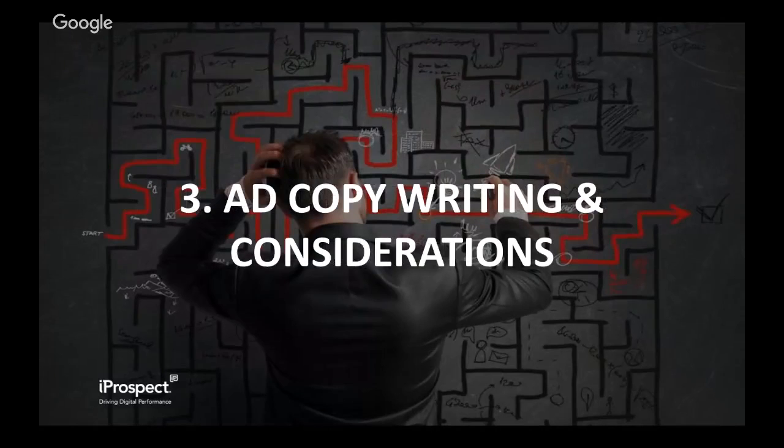So ad copywriting and considerations. Obviously ad copy is a really key part of any campaign structure that you're looking to set up. Keywords obviously form the basis of who we're actually going to be targeting. Just because we show for a search based on what we're targeting doesn't mean we're actually going to get the click or the traffic through to our website. Essentially, it's the role of your ad copy or the ad itself to actually entice that user to click through to your website, and then obviously your website's role to get them to convert.